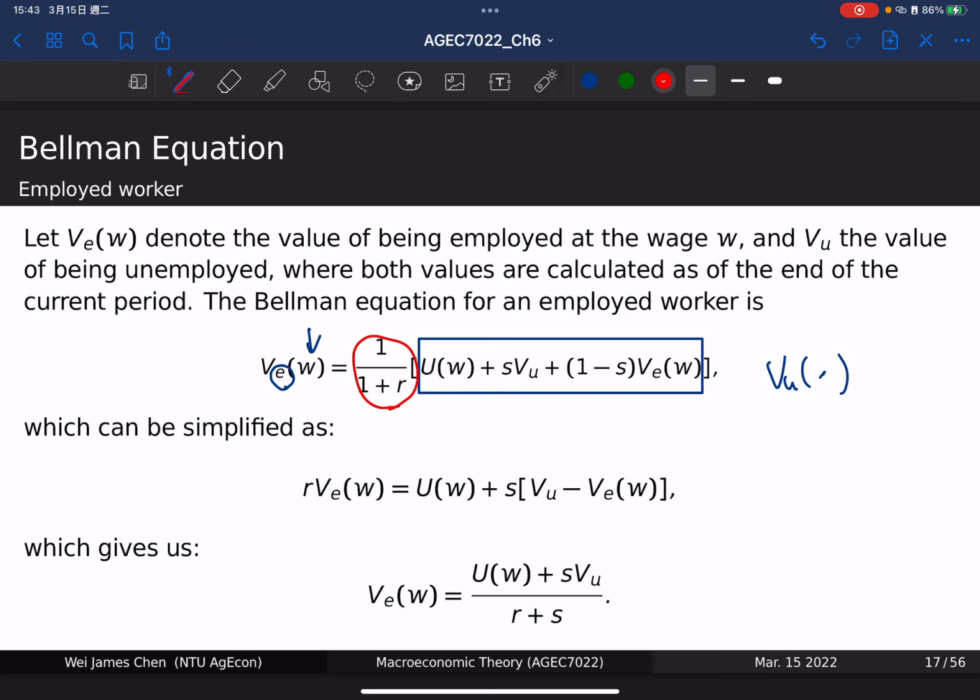So the trick here is I first define the VE of W, and I use another way to define this VE of W. I use a one-period-ahead way to define that. It's similar to the trick I did for the infinite sequence. I move one period ahead and redefine it, and I make the two definitions equal to each other. That's basically the Bellman equation.